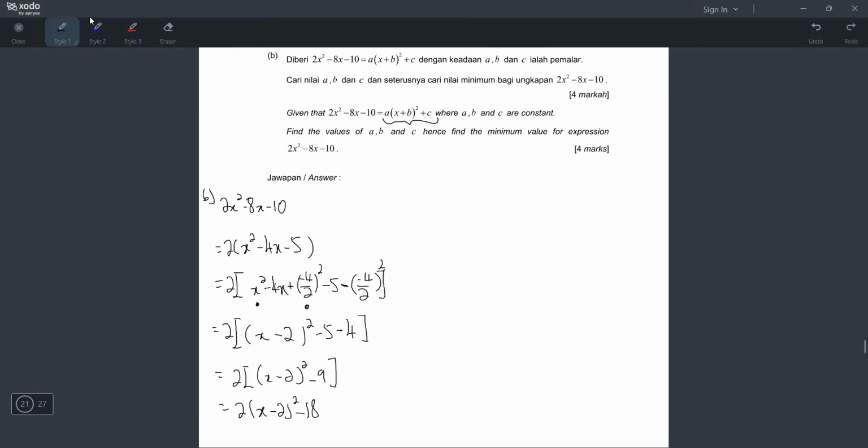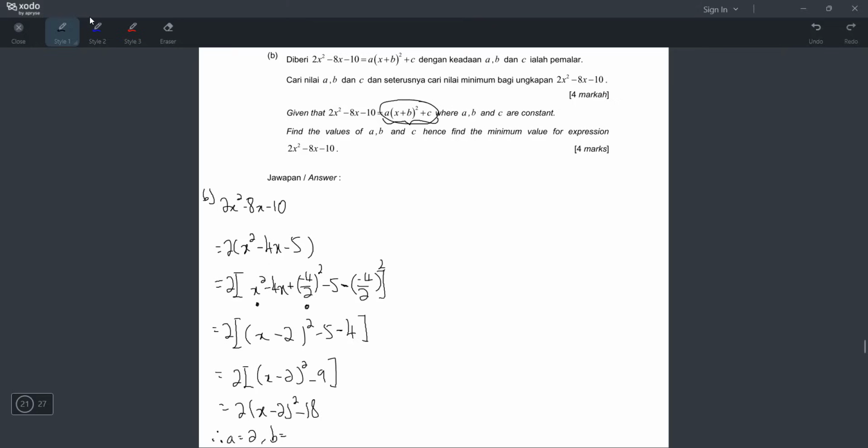Right? So this is the vertex form. Now I can compare this with this, and then I can know my a, b, c values. So what is my a value? A is the number in front, which is 2. And then what is the b? B is the number inside here, which is positive b.